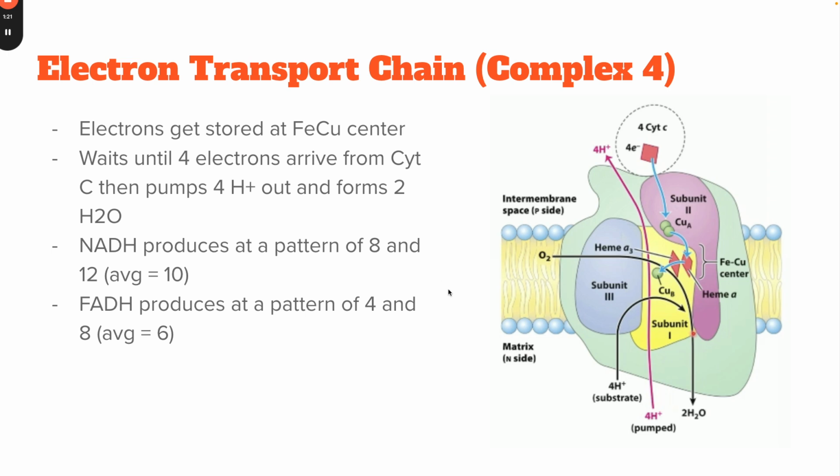So here, I also just want to note that NADH is much more efficient at generating ATP than FADH2. So if we look here, for NADH there are patterns of 8 and 12, and then for FADH2, it's a pattern of 4 and 8.